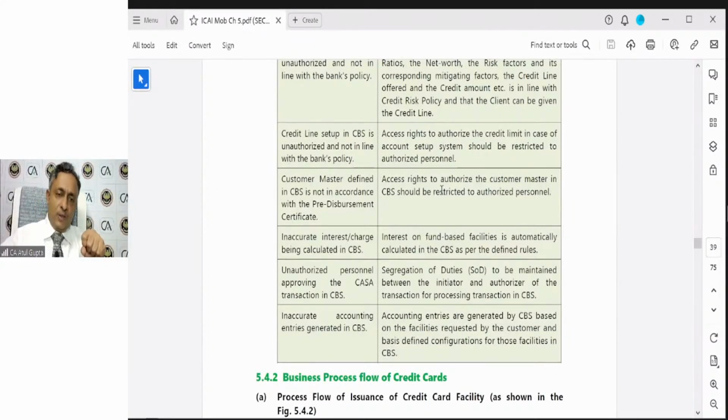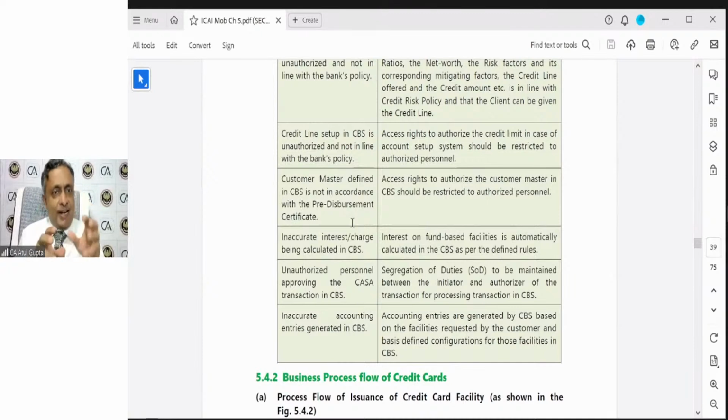Many of you put good questions. Once I complete this, I'll come to your questions. Okay. Then, customer master defined in CBS is not in accordance. Again, please understand the way the line is written. It is basically in terms of an advance, a loan. A person who has a saving account generally will not require a pre-disbursement certificate. If I have a saving bank account, why would I require a pre-disbursement certificate?